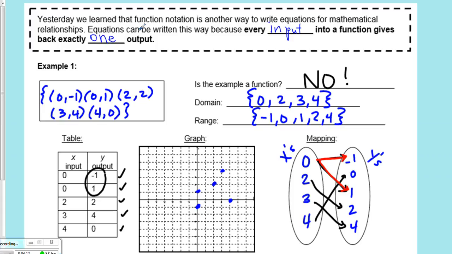I kind of think about this like phone calls and relationships, right? A functional relationship would be where one Mr. is only calling one lady, right? So right here, I've got Mr. 0, and he is calling negative 1, and he's calling positive 1, which is not cool, right?